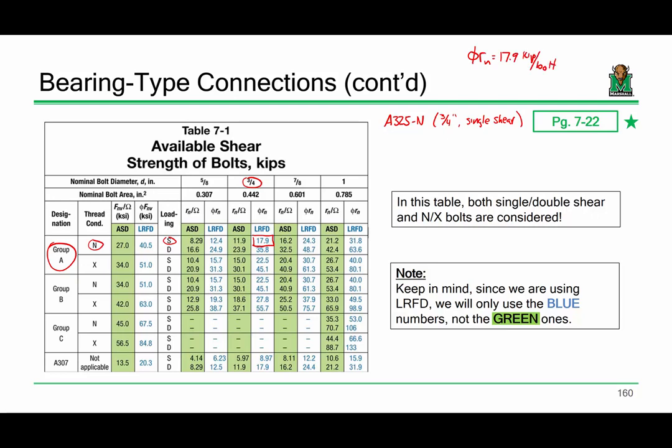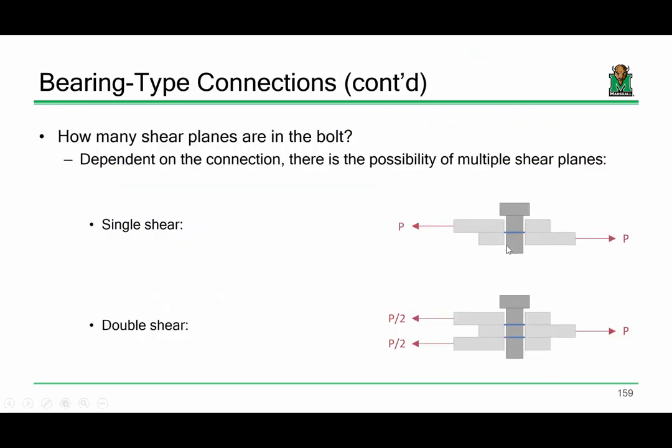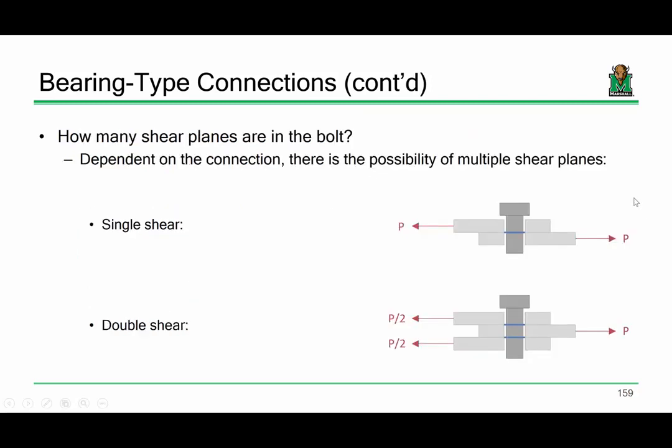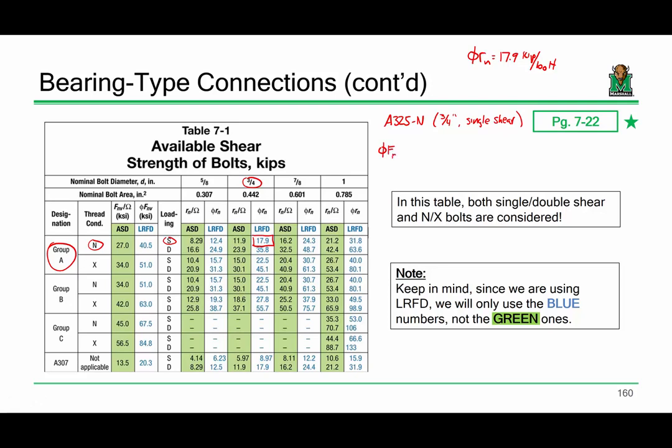Now, do you want to know how they compute that value? Here's how they compute that value. Group A, threads included, Fnv is 54 ksi. So what we're going to do is say phi Fnv Ab is 0.75 times 54 ksi, and then the area of a bolt, pi over 4 times 3/4 inches squared. And it's single shear, so we'll multiply it by 1. What is that? It's 17.9.